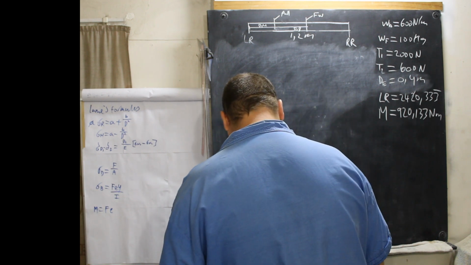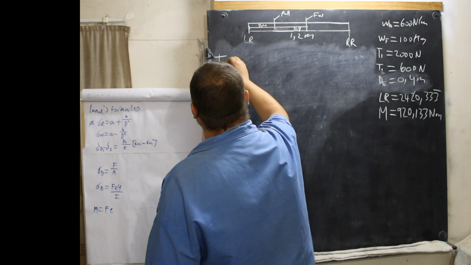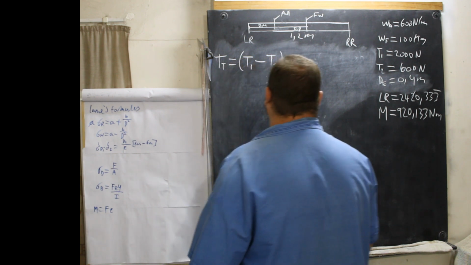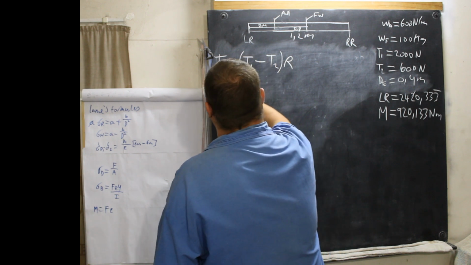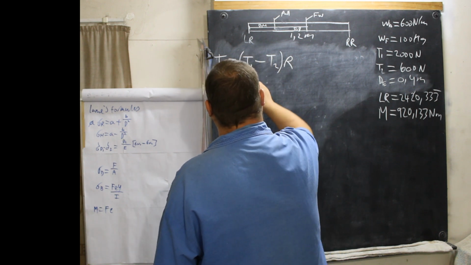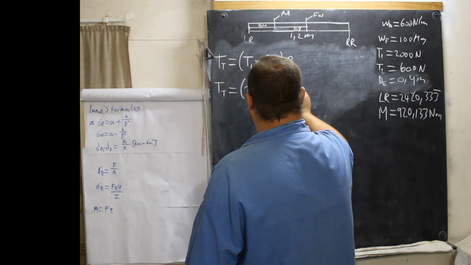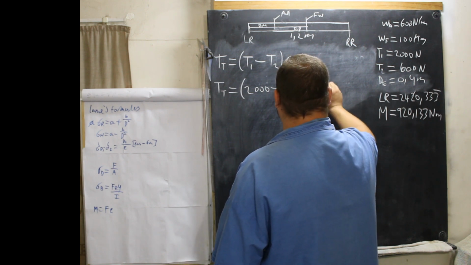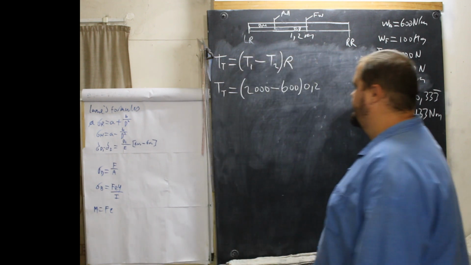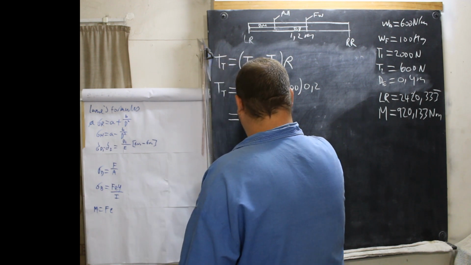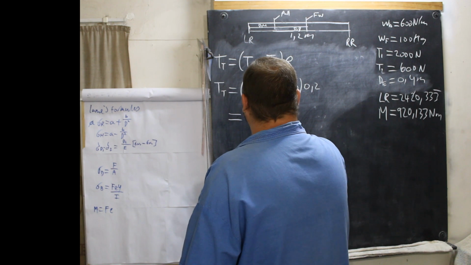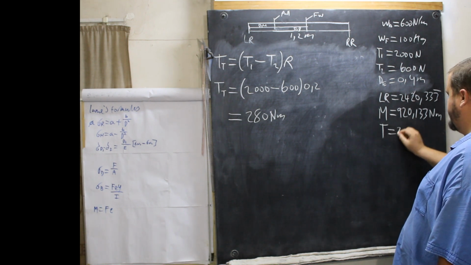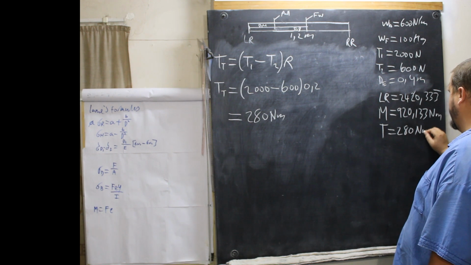Next we're going to calculate the total torque. Torque total equals T1 minus T2 times R. So how we do this is T total equals 2000 minus 600 times 0.2. So this is 280 Newton meters. So our torque is necessary for the next section: 280 Newton meters.